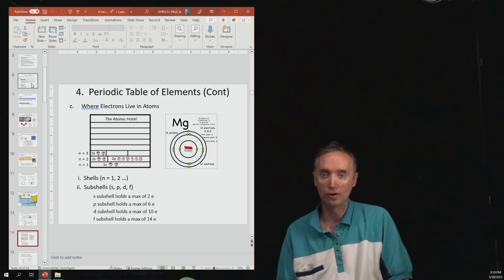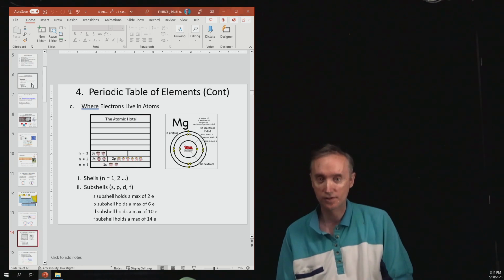Then each floor is divided up into rooms. Those are going to be called the subshells, and in some textbooks, they refer to those as being the orbitals. On the first floor, you notice it only has one room, and that room can only hold 2 electrons. So these are called S subshells, S orbitals.